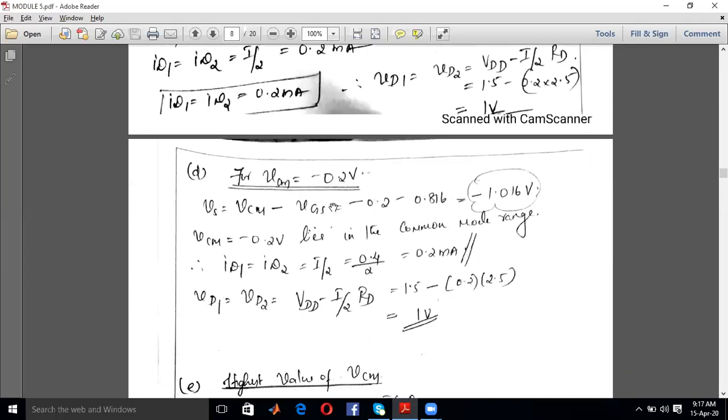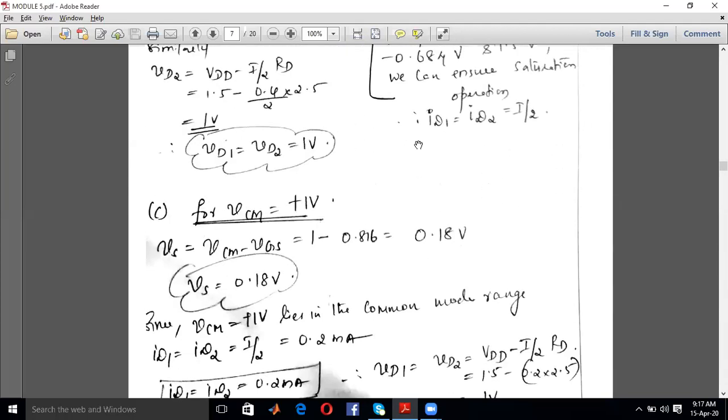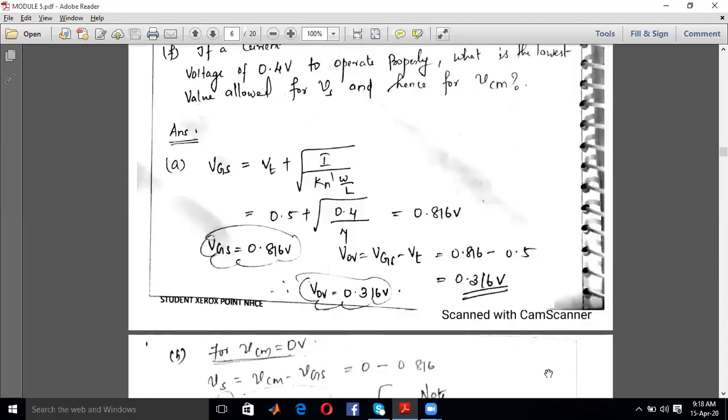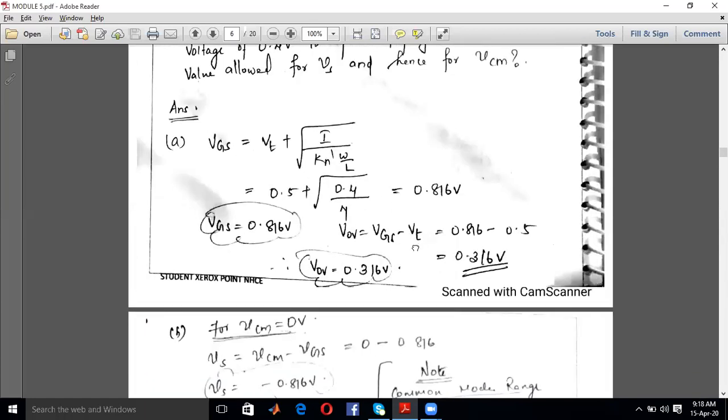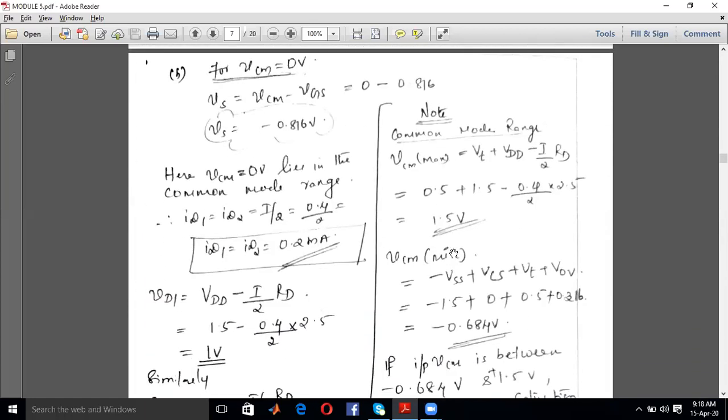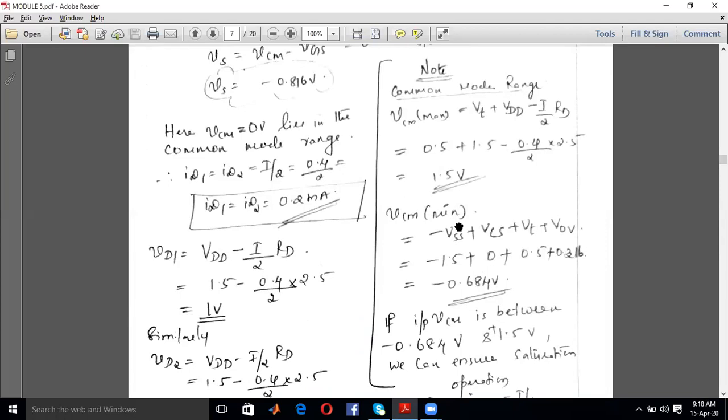Now coming to the D part, what is the D? Question number D. So in question number D also, you are going to find all these parameters, but with a different VCM. That VCM is nothing but negative 0.2 volt. So now you are going to change your input to minus 0.2 volt. Again, that comes in this particular range.